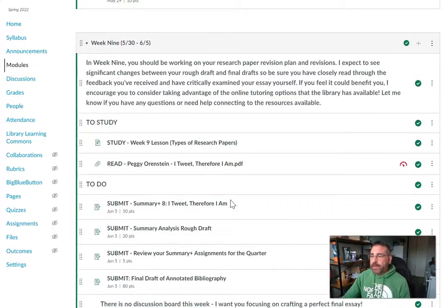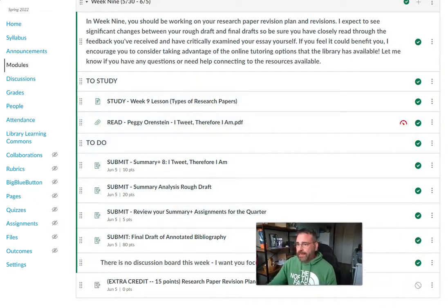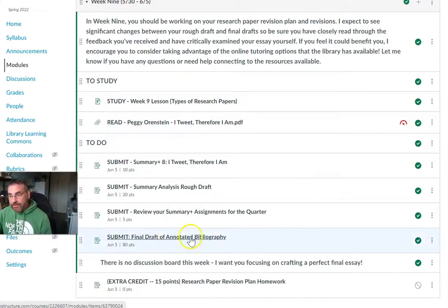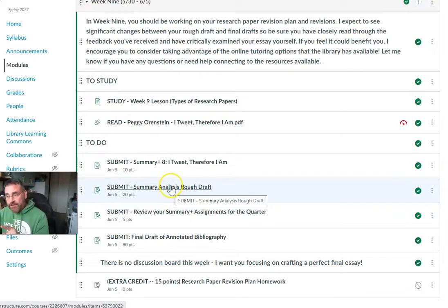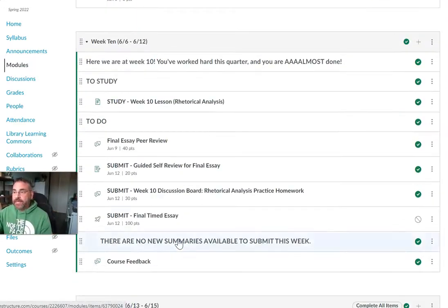And then we come to week 9, where, what do we got here? No discussion that week. And you have your final draft of your annotated bibliography due, and our final summary plus assignments, all that kind of stuff. And then your rough draft for your summary analysis essay is due. So the bibliography is due first, and at the same time is your rough draft for your essay, and then your final draft of your essay isn't due until the very last day of class, which is June 12th. Yep, June 12th.